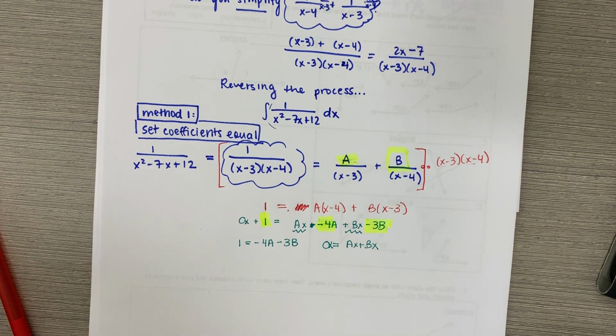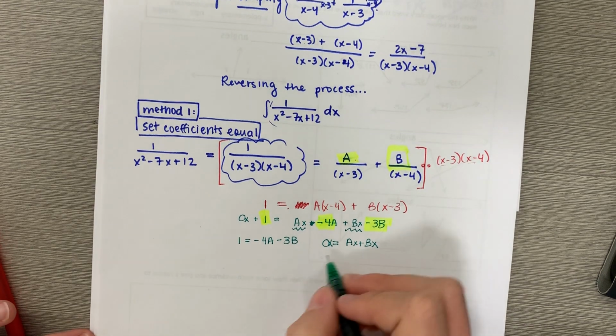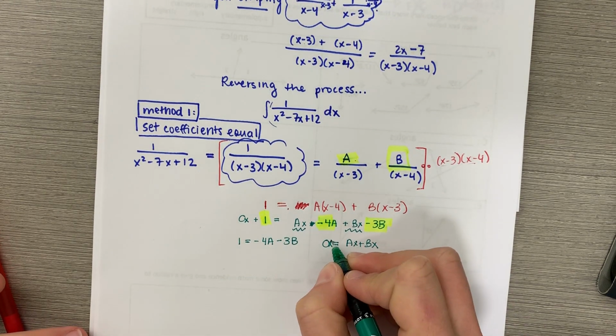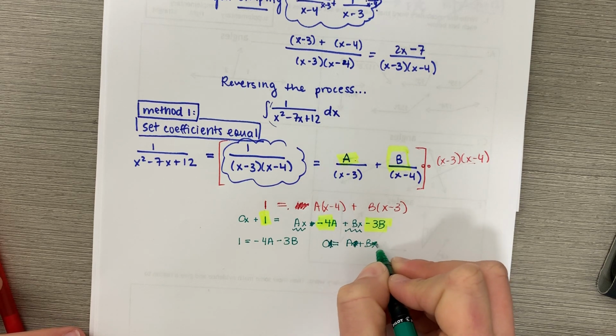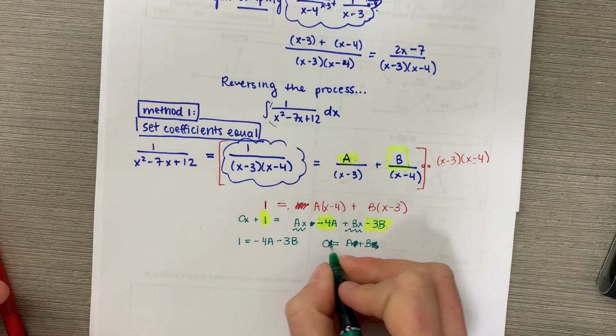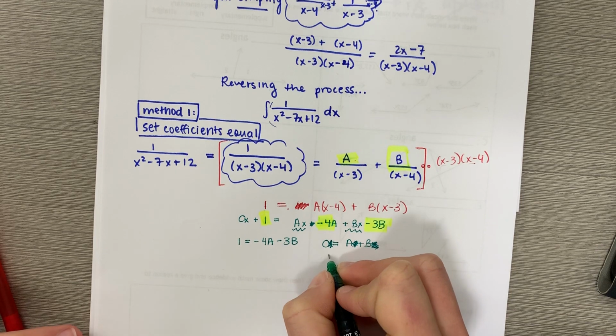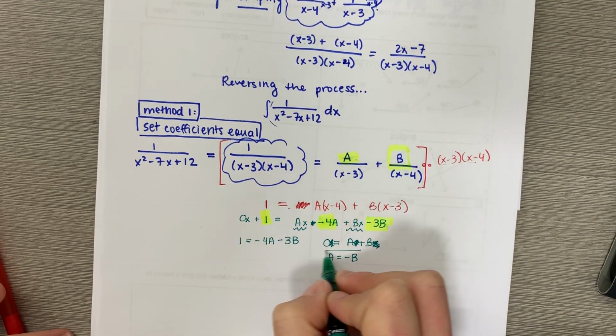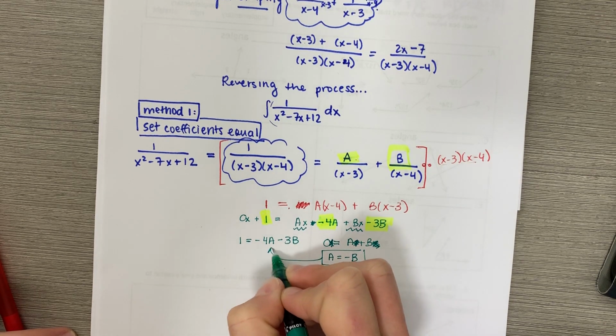Now we want to go back to our good old Algebra 1 skills and substitute. So basically, the x's can be factored out. So 0 is equal to a plus b. That means that a should be the opposite of b. Plug this into our other equation.